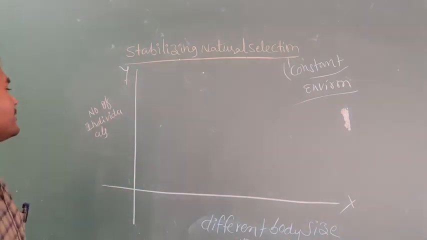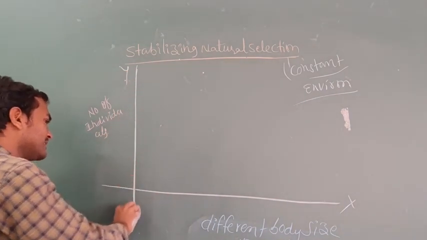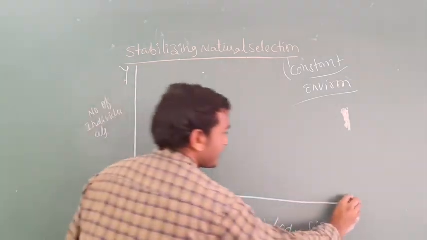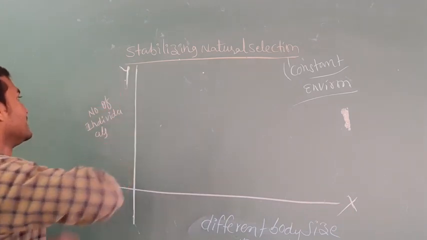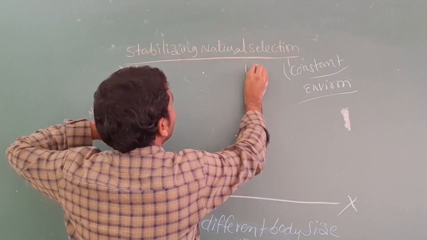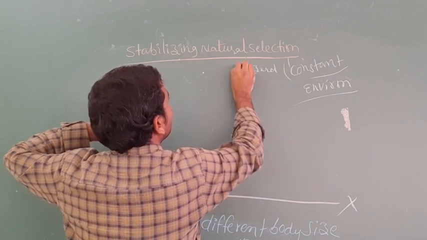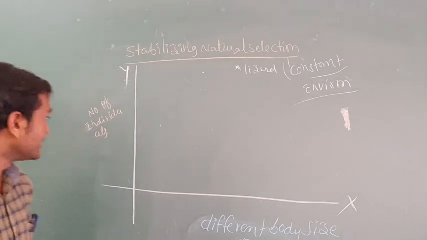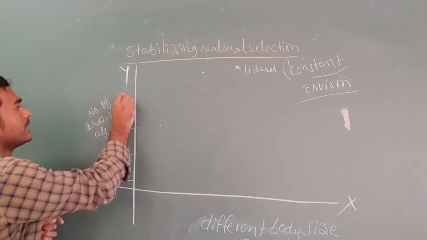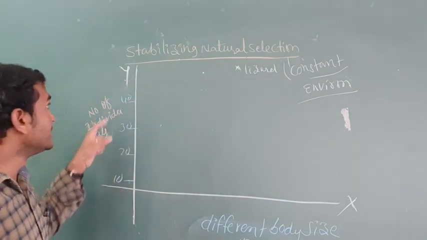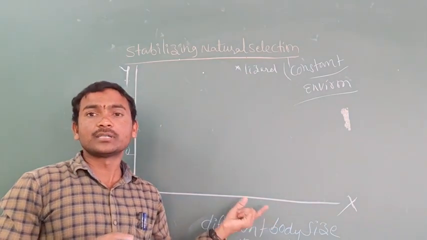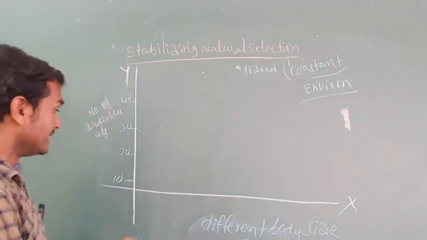For example, you can explain the stabilizing natural selection through one example, using a graphical representation with x and y axes. The y-axis is the number of individuals. Here we are taking the example of lizards, with numbers like 10, 20, 30, 40 on the y-axis. The different body sizes of the lizards are on the x-axis.